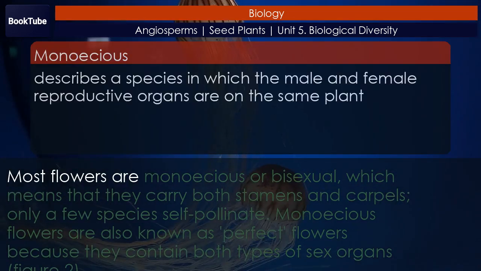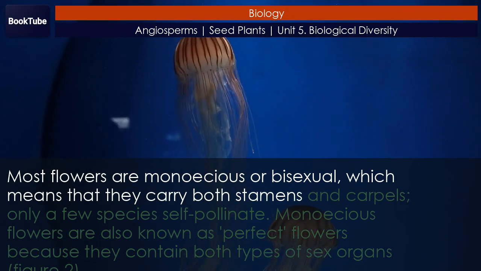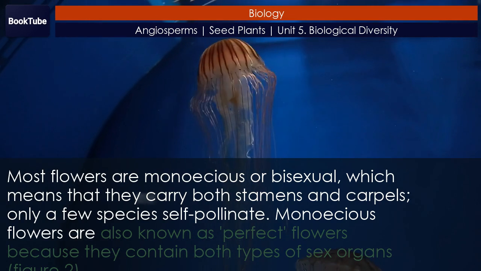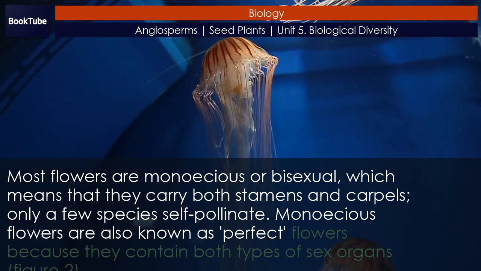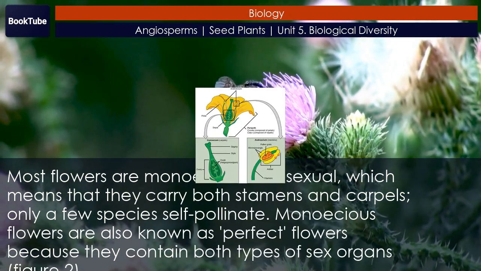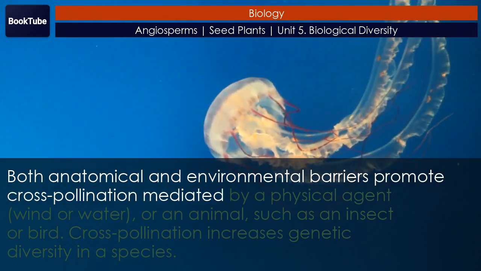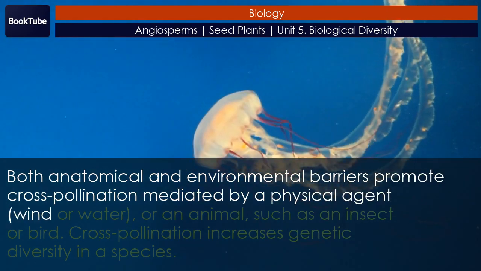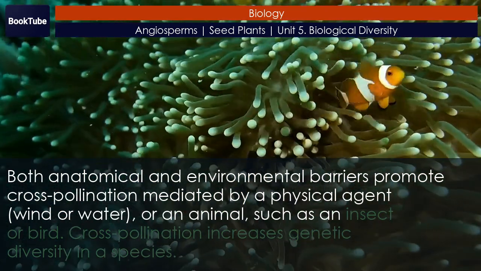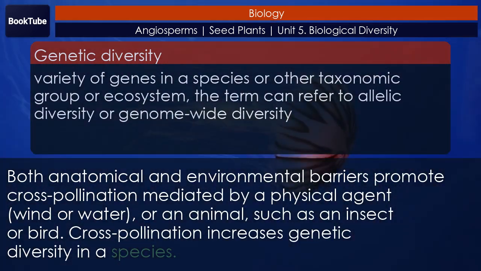Most flowers are monoecious or bisexual, which means that they carry both stamens and carpels. Only a few species self-pollinate. Monoecious flowers are also known as perfect flowers because they contain both types of sex organs. Figure 2. Both anatomical and environmental barriers promote cross-pollination mediated by a physical agent, wind or water, or an animal, such as an insect or bird. Cross-pollination increases genetic diversity in a species.